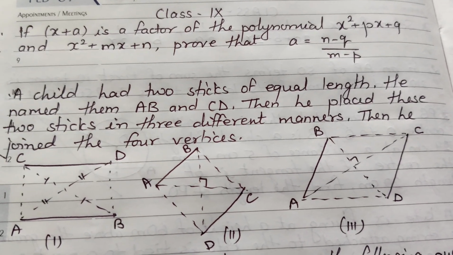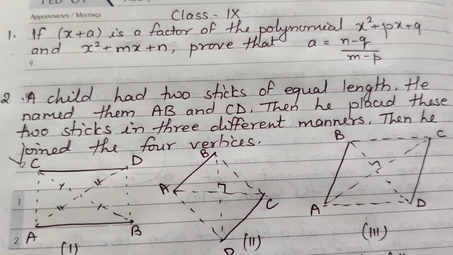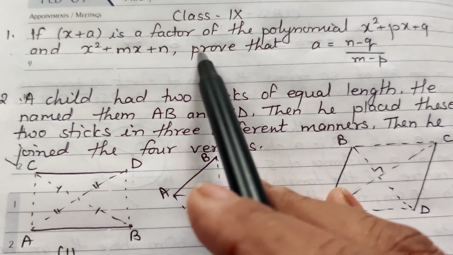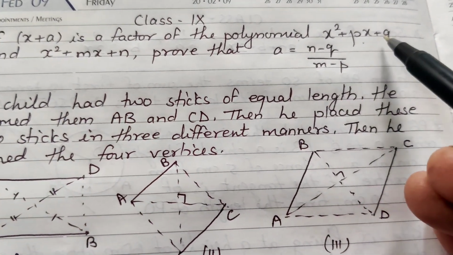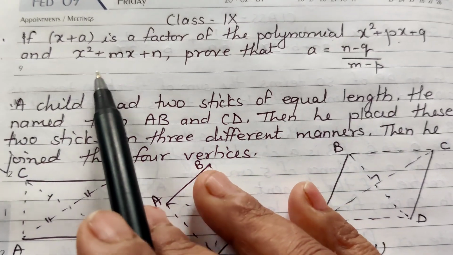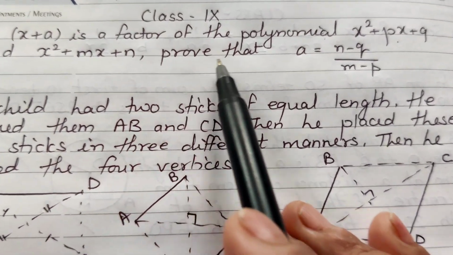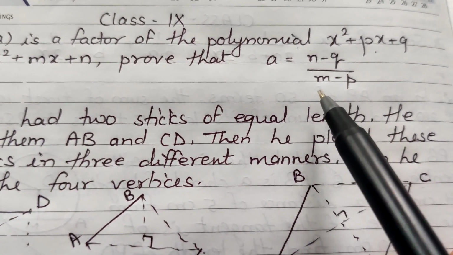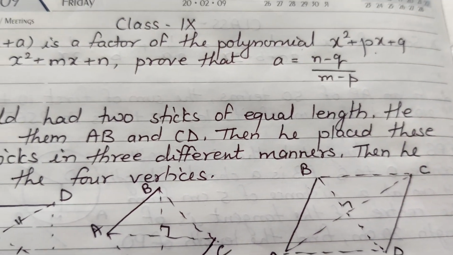Revision worksheet 4 for class 9. The question number 1 is, if x plus a is a factor of the polynomials x square plus px plus q and x square plus mx plus n, prove that a equal to n minus q upon m minus p.